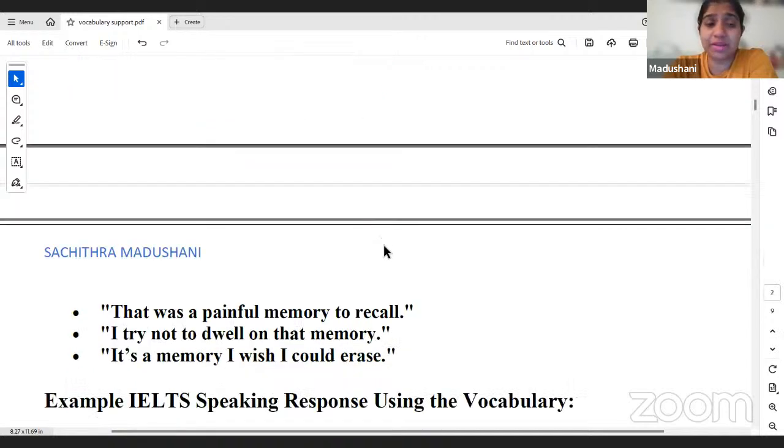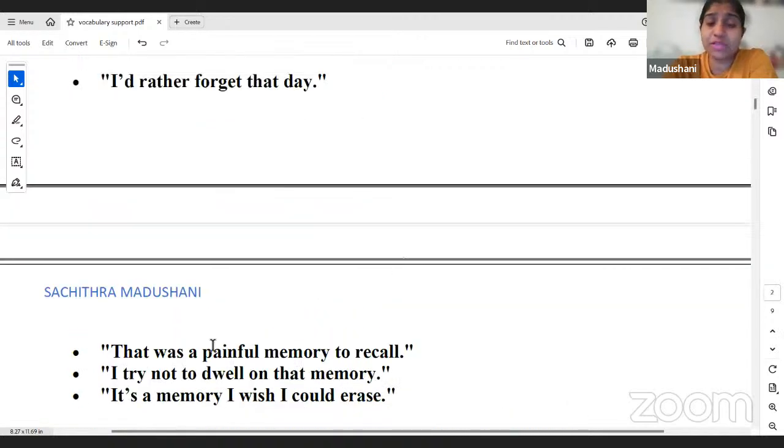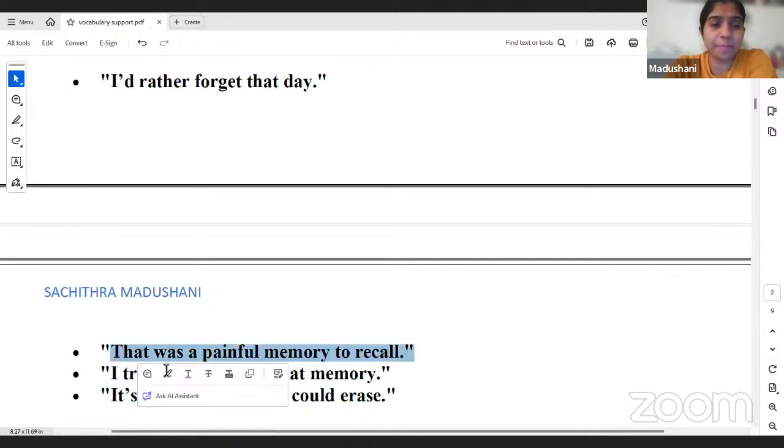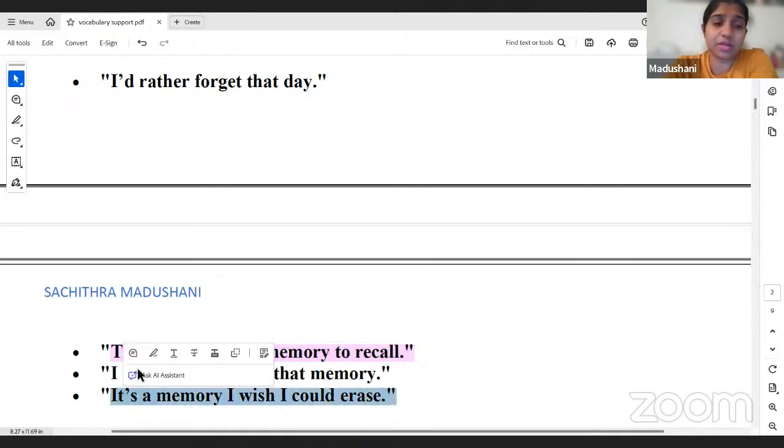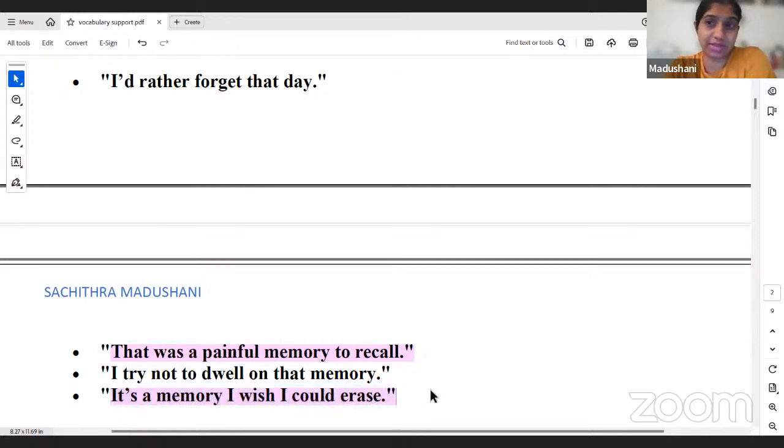Or you can say, that was a painful memory to recall. I try not to dwell on that memory. It's a memory I wish I could erase. This one is good, and the other is good too, but you can remember that one a bit easily. It's a memory I wish I could erase.